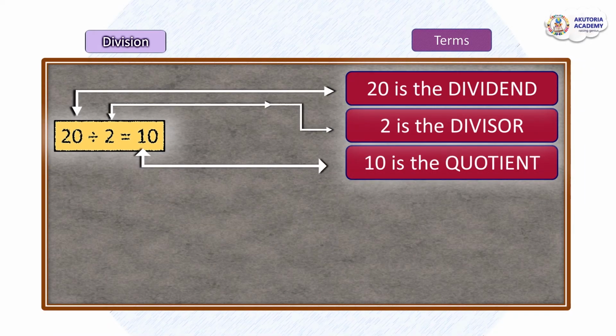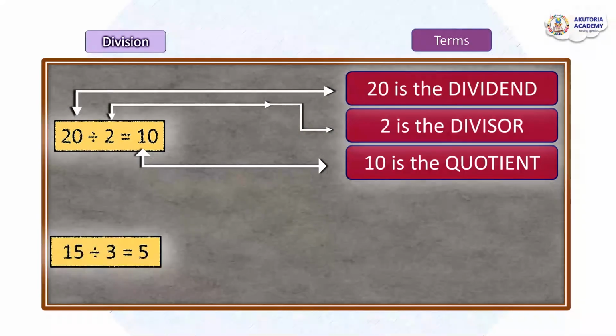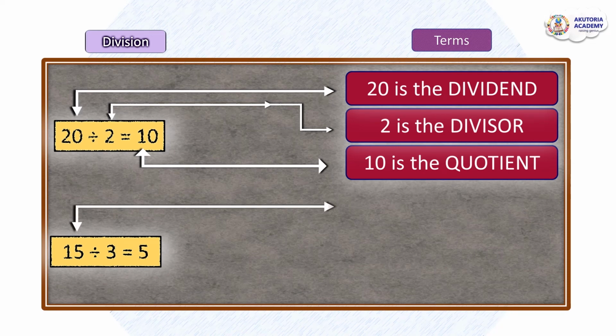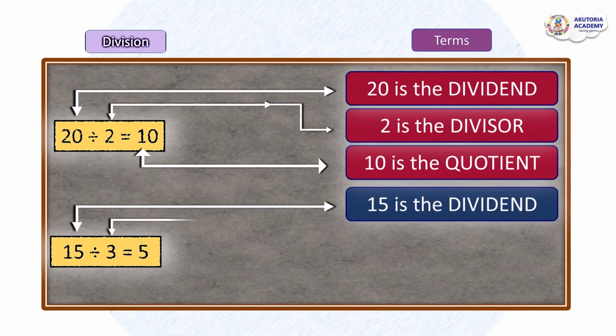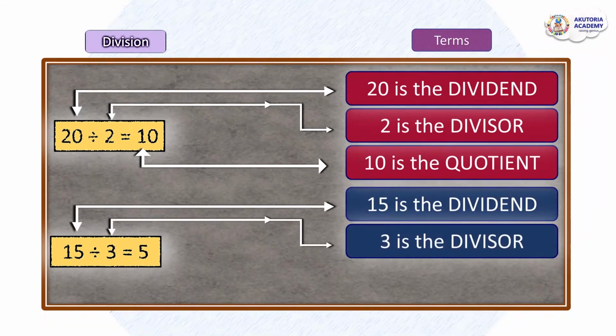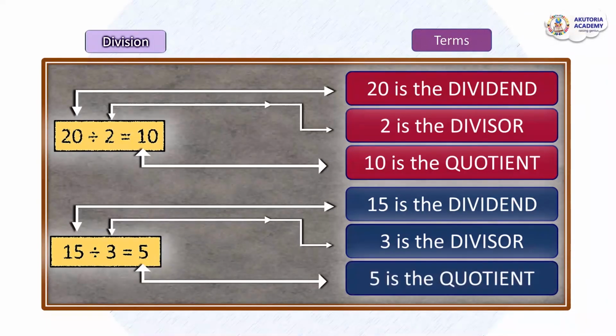So the result you get in a division equation is called the quotient. A quotient is the result of the division between the dividend and the divisor. 20 balls divided into 2 groups would have each group having 10 balls each, and 10 is the quotient. Now, second example, 15 divided by 3 equals 5. We can say 15 is the dividend and 3 is the divisor. 5, therefore, is our quotient.